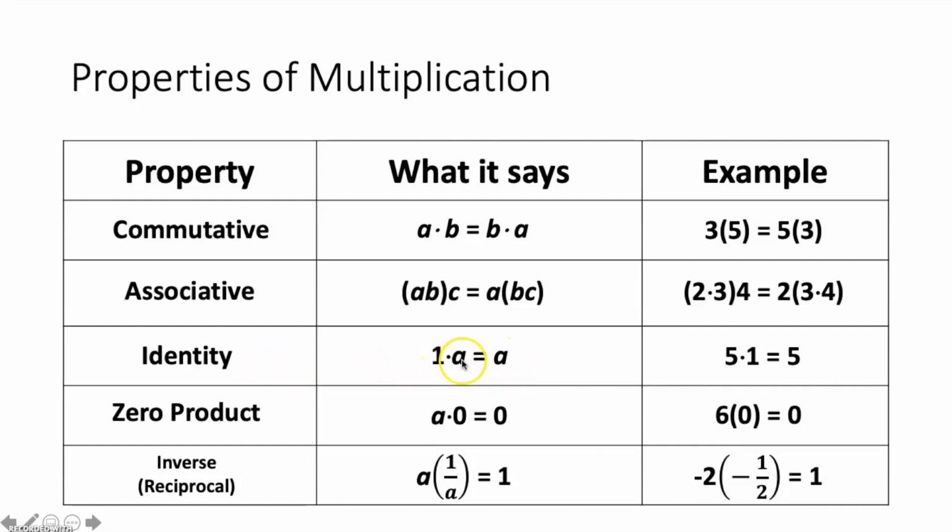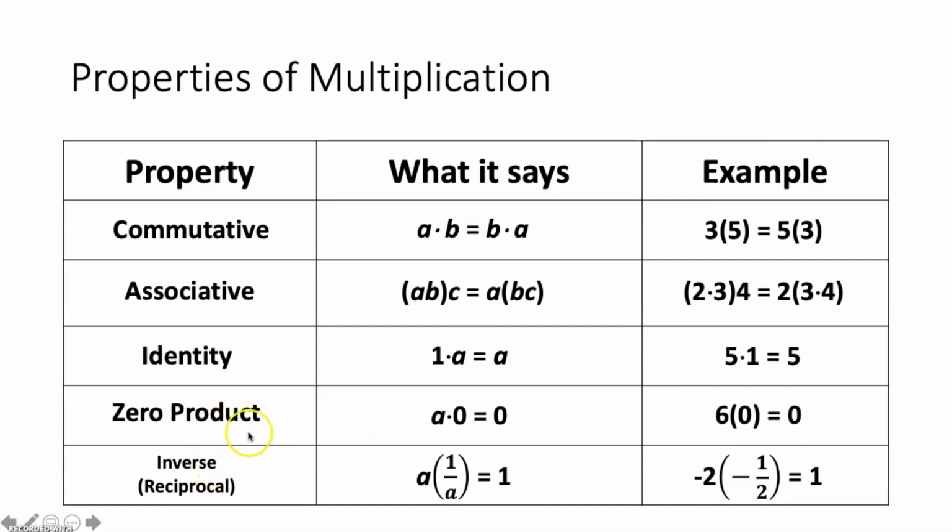So 1 times a is equal to a by the identity property of multiplication. For our example, you see 5 times 1 is equal to 5. Now the zero product property just says anything times 0 is equal to 0. So a times 0 is equal to 0. 6 times 0 is equal to 0. That's the zero product property of multiplication.